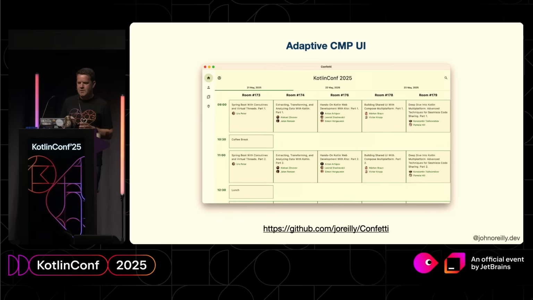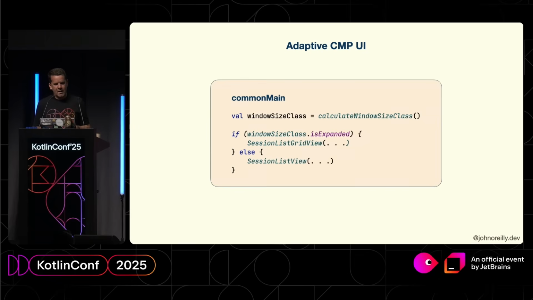OK, finishing this section with a small example of how common composed multi-platform adaptive layouts work equally well on iOS. This is the My Mac designed for iPad version of the Confetti CMP app. And you can see here a small example of how we can easily use the CMP adaptive libraries to dynamically switch between different layouts depending on the screen size, switching between a list and a grid view in this case.